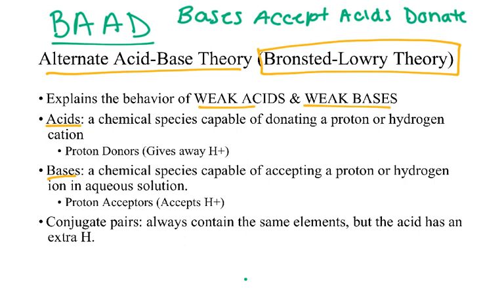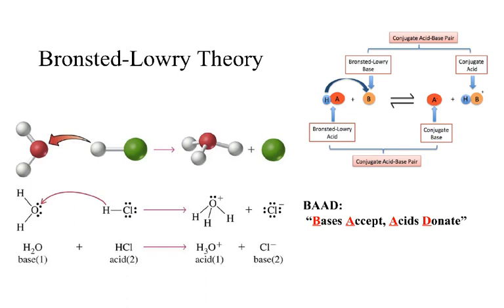And then with Bronsted-Lowry acids and bases, they have what is called a conjugate pair. So they always contain the same elements, but the acid has an extra H involved. So they're just like opposite of one another. So I put the BAD acronym here for you guys too. So this is just something for you to remember. Just some graphics to work with the conjugate acid-base pairs with Bronsted-Lowry.